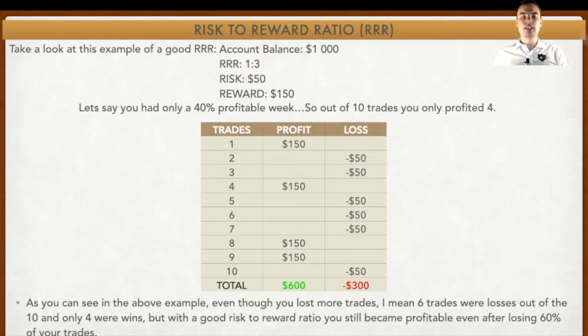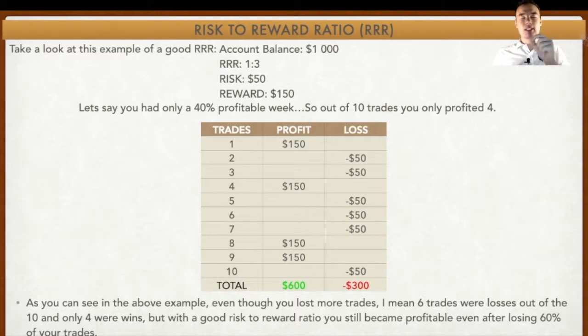You've profited 600, so 1,600. You've lost 300, minus. So at the end of the day, $1,300. At the end of the day or week or whatever, you still profited $300 even though you lost. Because remember, your overall profit was 600, your overall loss was 300. So your equity is 300 profit plus your account balance, which was 1,000. So it's 1,000 plus 300, which gives you $1,300 in your account.